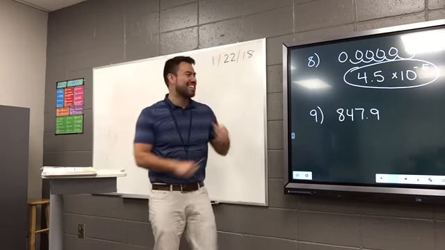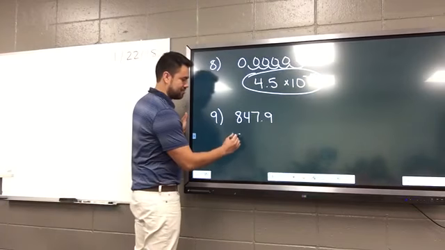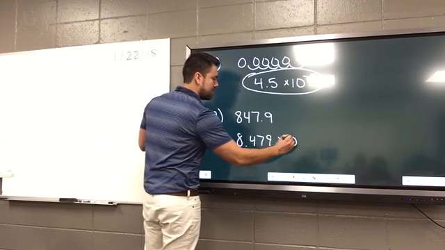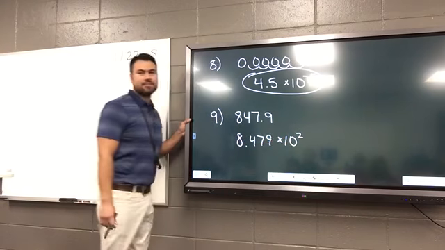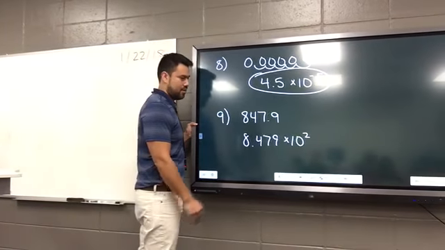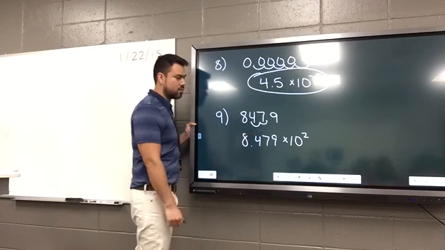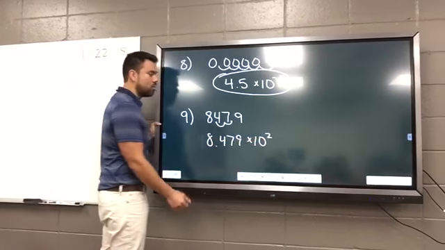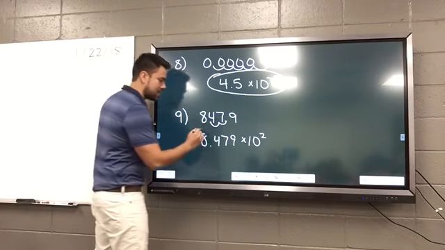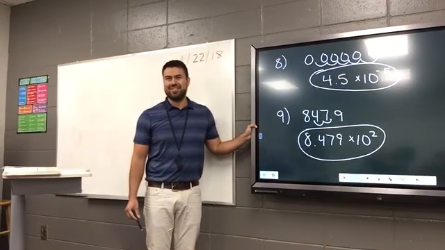Caroline? I got 8.479 times 10 to the second power. The second? How'd you get the second? It's greater than 1. Okay. Twice. 1, 2. Yep, so we moved it twice. That's where I get the 2. It's a big number, positive. 8.479 times 10 to the second. How many of you got that? Okay, good.